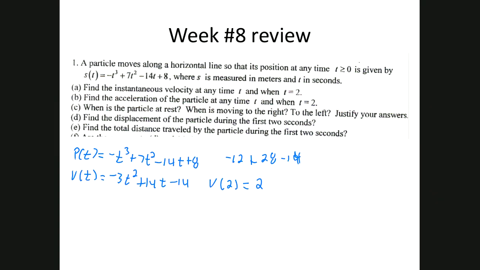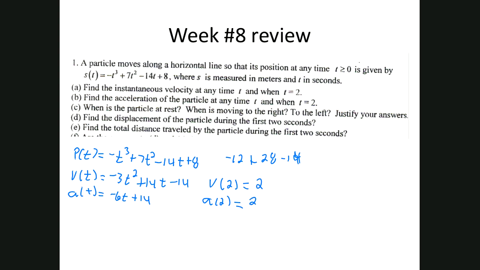So we have acceleration is the next derivative from velocity, so that gives me negative 6t plus 14. If I put 2 in there, I end up with the acceleration at 2 is equal to negative 12 plus 14, which is also 2.